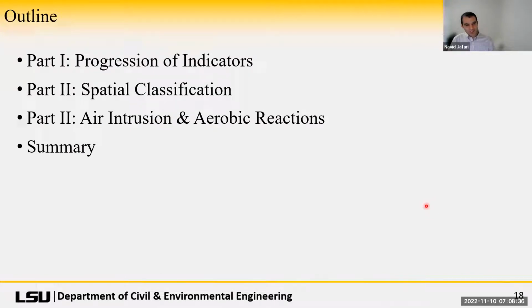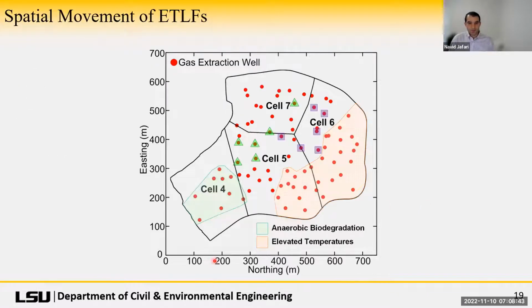So next, as we go from the progression of indicators, let's look at how the landfill is changing spatially. The figure here shows specifically the red dots, which show gas extraction wells. And when we started looking at the data, the orange patch is the areas of gas wells that have already been impacted by the ETLF. So they're showing 0.2 for the methane to carbon dioxide ratio. They're showing potentially high gas well temperatures.